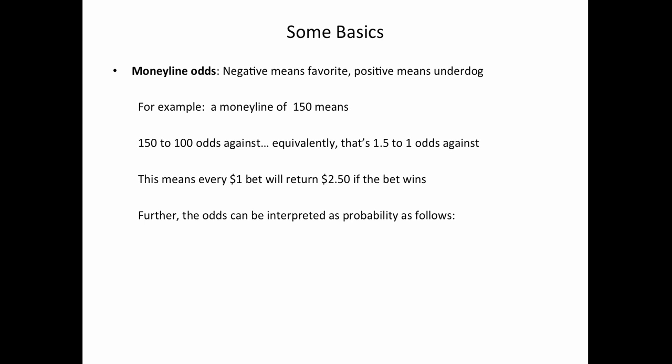And further, those odds can be interpreted as probability as follows. One possibility of the event winning out of 1 plus 1.5 total possibilities, that's 1 over 2.5, it's about 40%. You can see this is an underdog, an unlikely event, only a 40% chance. That corresponds to a money line of positive 150.